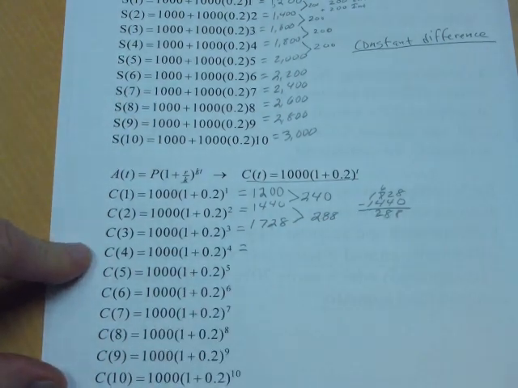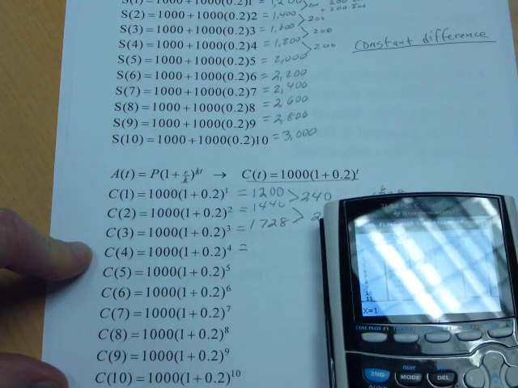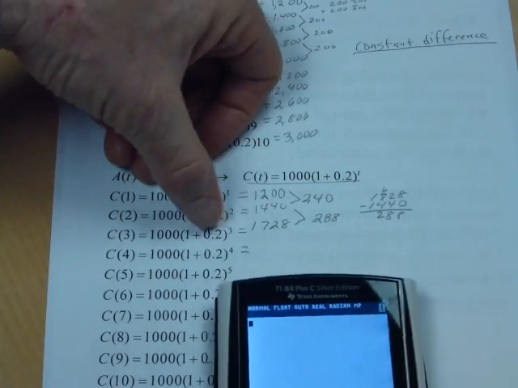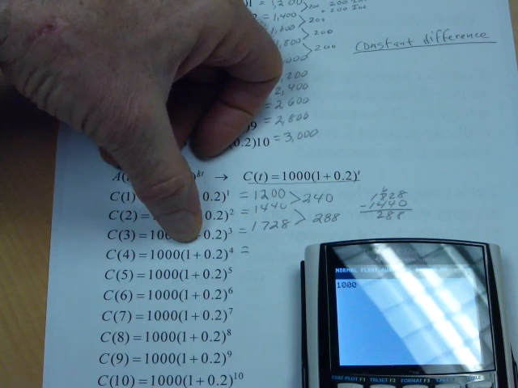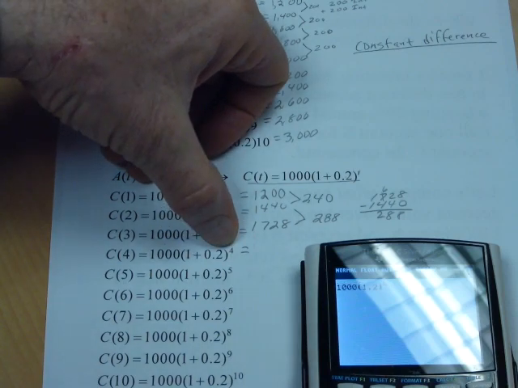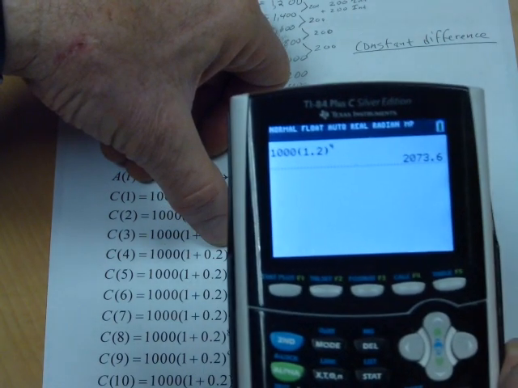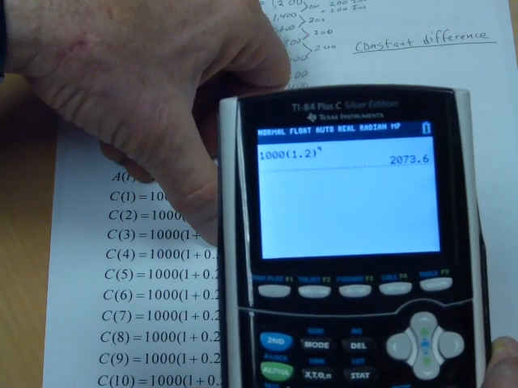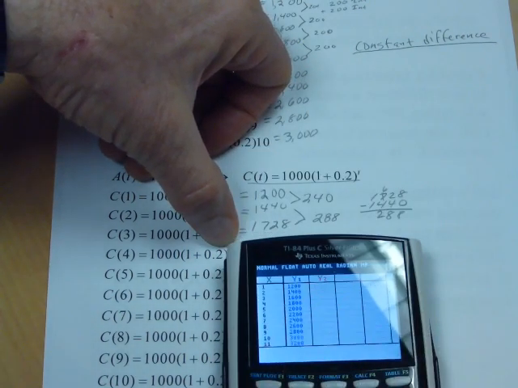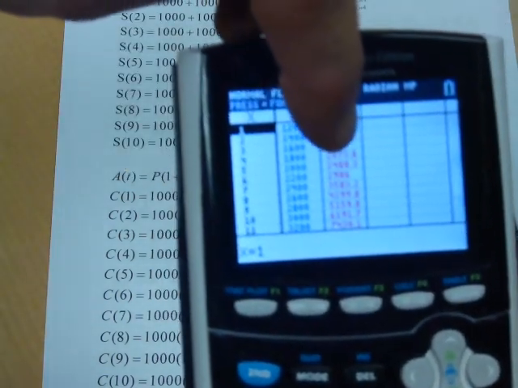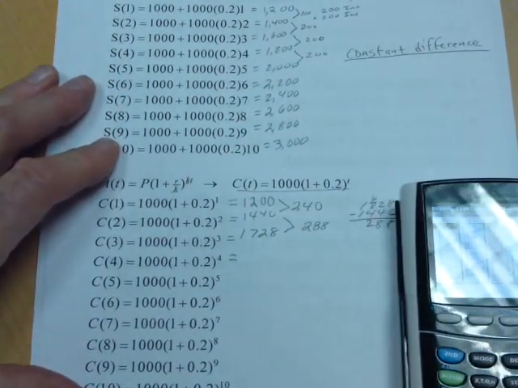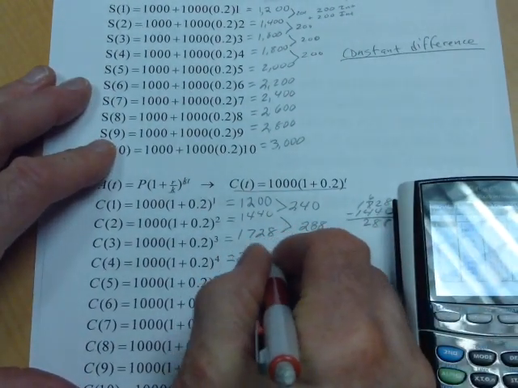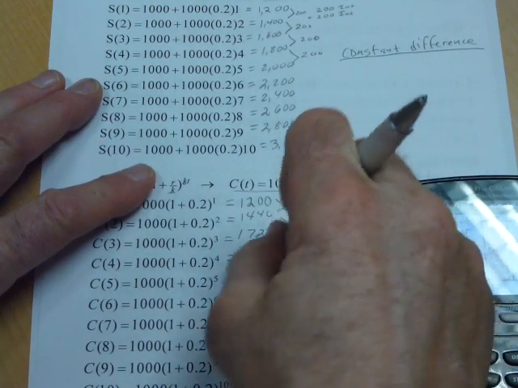Now you could go to your calculator, and in each one of those you could put these into your calculator to calculate it. The next one is 1,000 times 1.2 to the 4th power. I don't really need parentheses around the 1.2, but that's 2,073.6. Now if we go back to the table, we'll see that that was giving us 2,073.6, but I only had to put in the formula once because it generates all the answers for me. So I'm just going to write these out. This is 2,073.6.